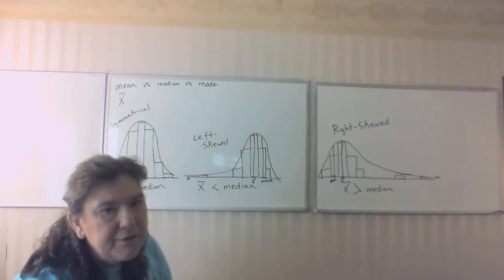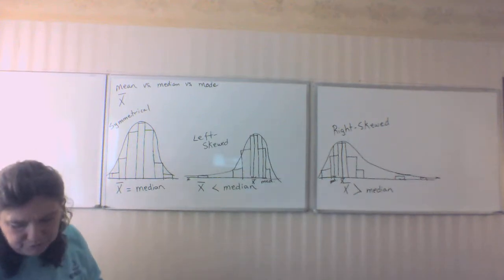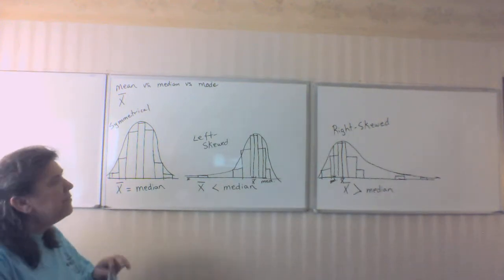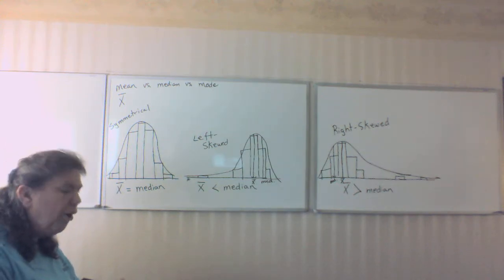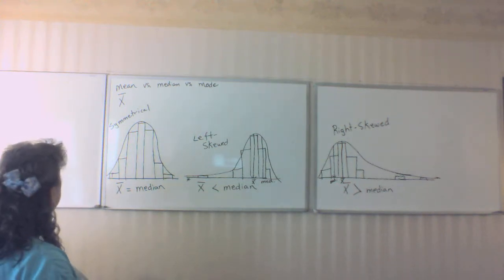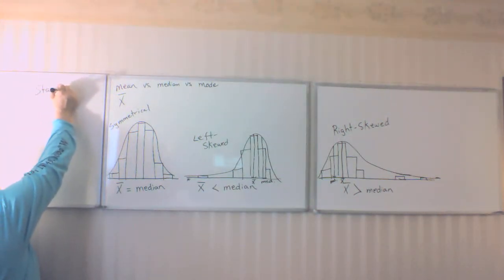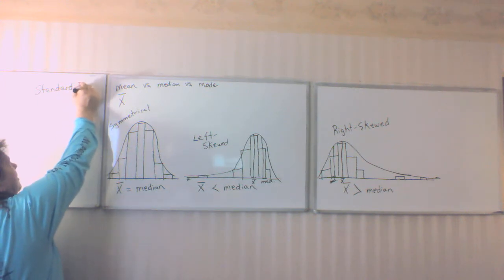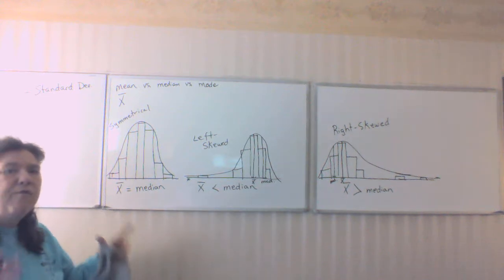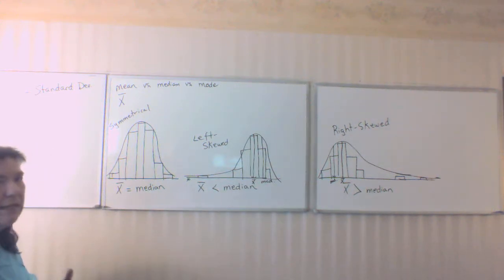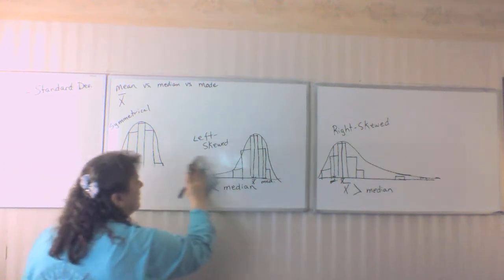Okay, so we've looked at those. Now our next step is to look at how this all interrelates. And one thing we haven't talked about yet is that measure of dispersion called the standard deviation. We will learn to calculate it, but not today. The standard deviation is how far from the mean is the data set. So we will look at that next.